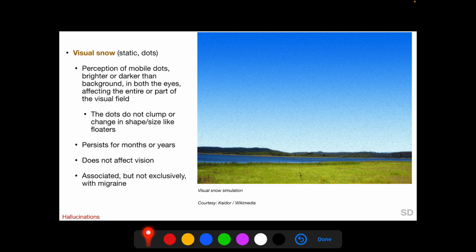Visual snow, also called static or dots, is a perception of mobile dots brighter or darker than the background in both the eyes, affecting the entire or part of the visual field. And these dots, unlike floaters, do not clump or change in size and shape. And they persist for months or years. They do not affect vision and they are associated with migraine but not exclusively. So if we see this clip, we see these small dots which appear mobile.